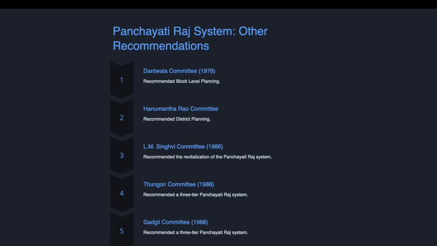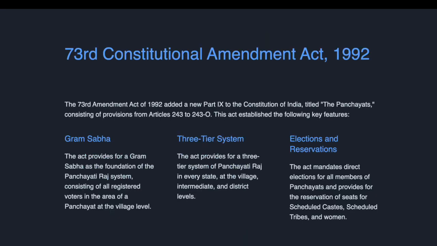Okay, I am again giving you certain provisions which are extremely important. Like in Dantewala committee, it recommended block level planning. You have to remember. In Hanumantha Rao committee, it recommended district level planning. In LM Singhvi committee, it recommended the revitalization of the Panchayati Raj system. In Thungon committee, which was established in 1988, recommended a 3-tier Panchayati Raj system. In Gadgil committee, again a 3-tier Panchayati Raj system.